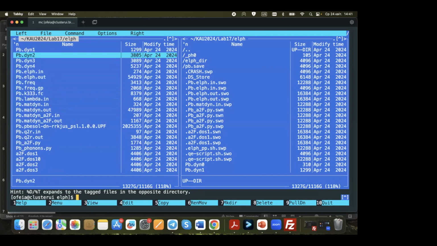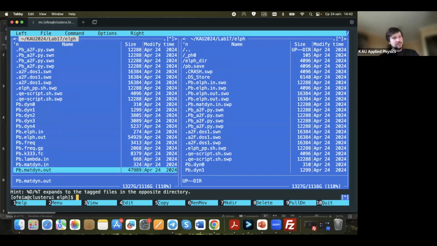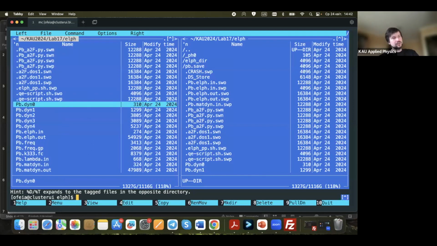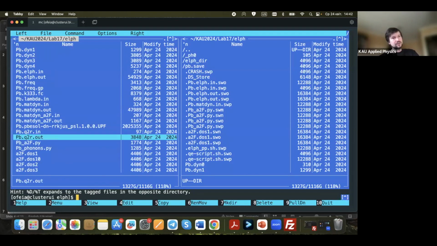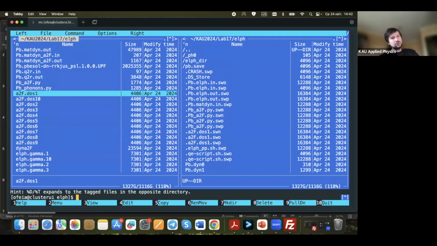We have phonon files, and now we will make plots of everything. We have files for the spectral function for phonon DOS, but we will not make them in this lab work. Then we have files for the spectral function, A2F, DOS1, DOS2, DOS3, and so on. What's the difference? It's only the broadening. The lowest broadening is 1 and the highest broadening is 10.